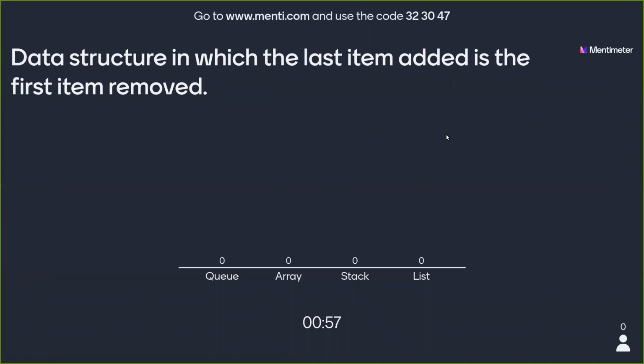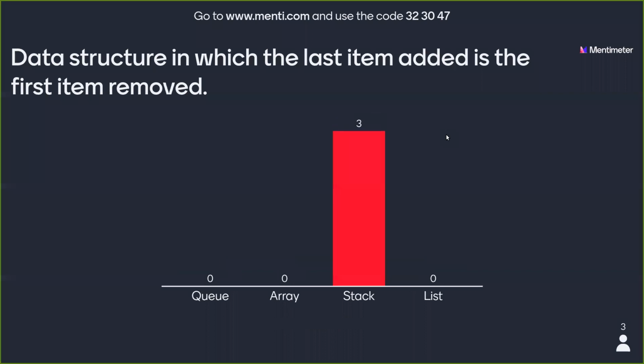Data structure in which the last item added is the first item removed. So this test is all on what we learned last week, guys. Last item added is the first item removed. Nice, I'm glad everyone got it. Yeah, so last in, first out, right? Like a stack of pancakes. I guess I don't have to explain this.